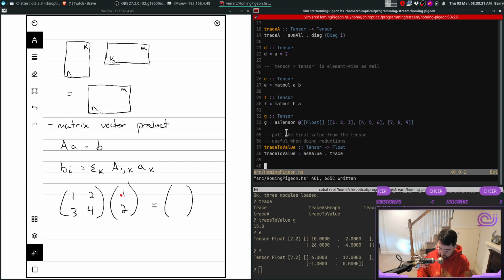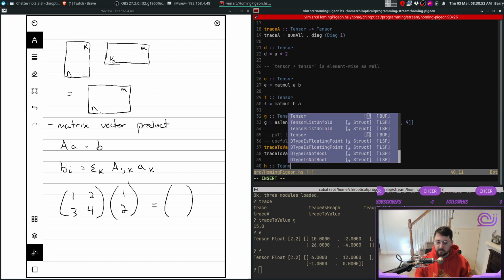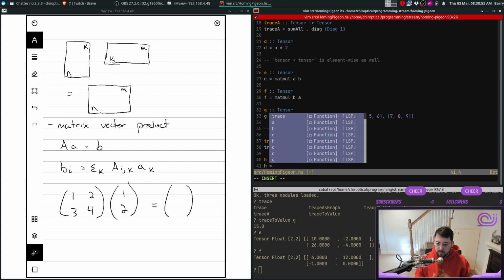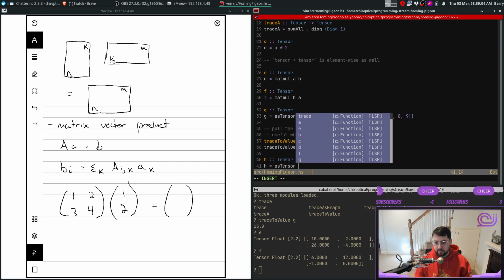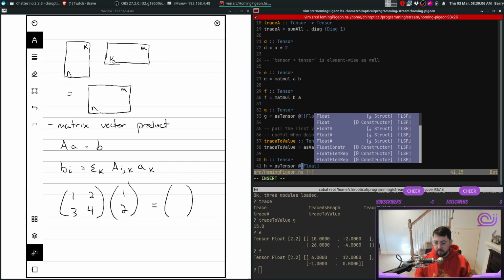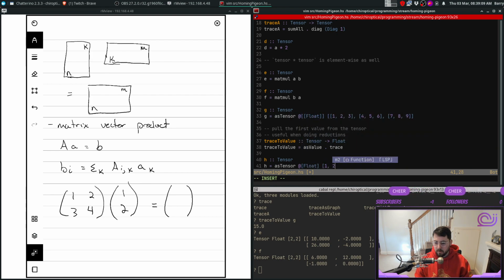But again, you can think about this like this is, it's this times this, and then this times this, and you just sum them together. And I would guess that by default, matmul is smart enough to figure this out. So let's see. If we just take like H, which will be a tensor, and we want it to be a vector, so it's just going to be as tensor at float, like that, and then like 1 and 2.